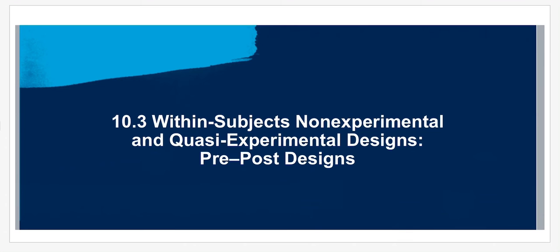So this section is really focused on the second general category of non-experimental and quasi-experimental designs. We talked about in 10.2 the one that mirrors a between subjects design, the non-equivalent group designs and the things that go along with that. But now we're going to talk about the within subjects aspect of non-experimental and quasi-experimental. And these are those pre-post designs.